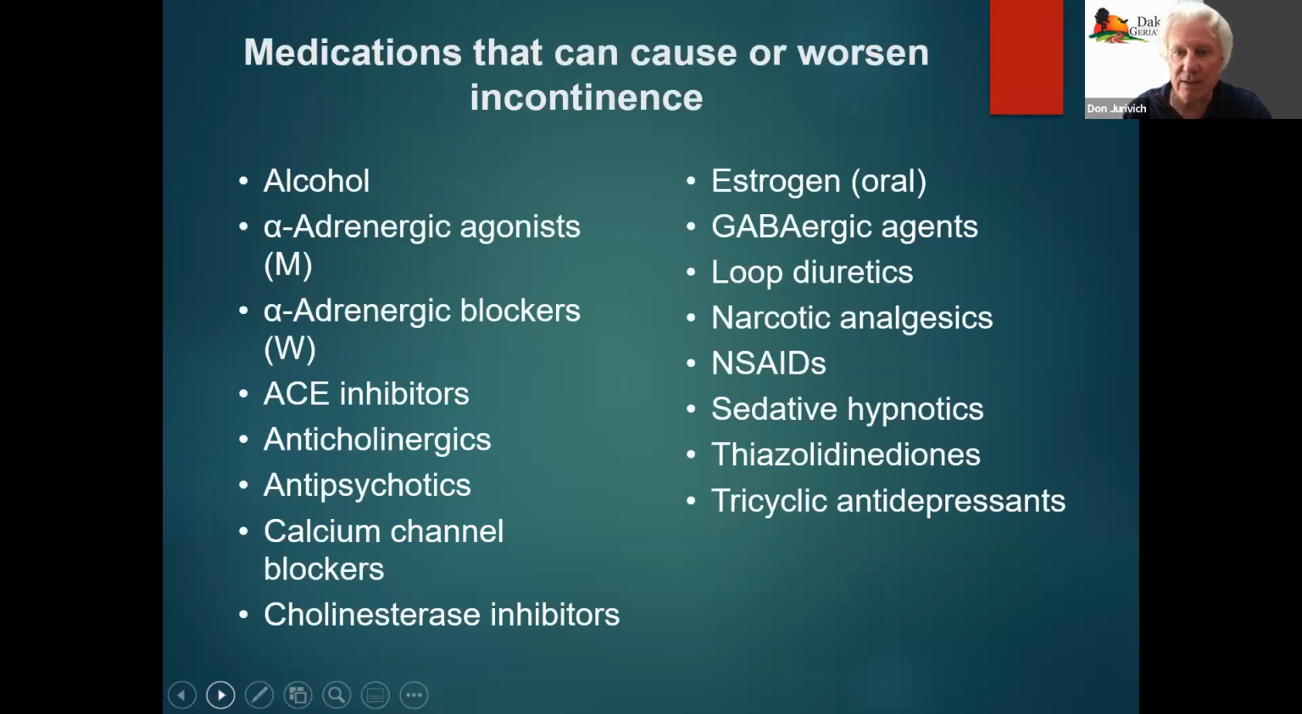I mentioned medications such as water pills and diuretics that can cause urinary incontinence, but you can see there's a whole list here of just about everything that treats high blood pressure can cause urinary incontinence. Next slide, please.